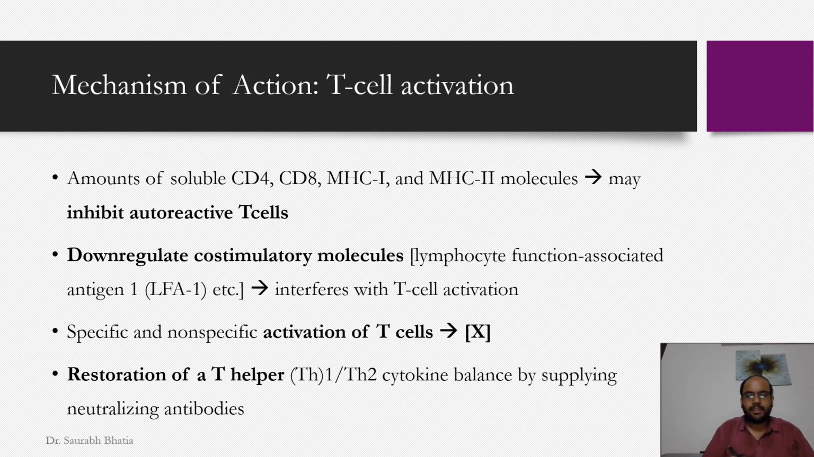Now, T cell activation. The amount of different cytokines and attaching factors like MHC1 and MHC2 molecules are supposed to act as a negative feedback. When these receptors are continuously being attached by immunoglobulins, they will know that a lot of immunoglobulins are there in the system. And since they are getting constantly activated, they will try to downregulate the inflammation.